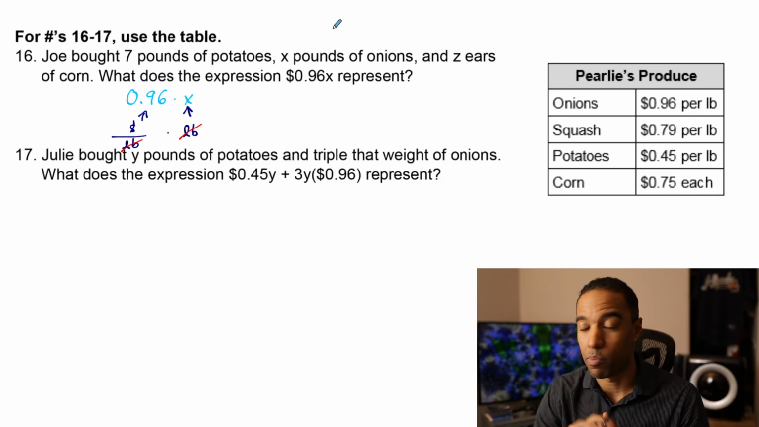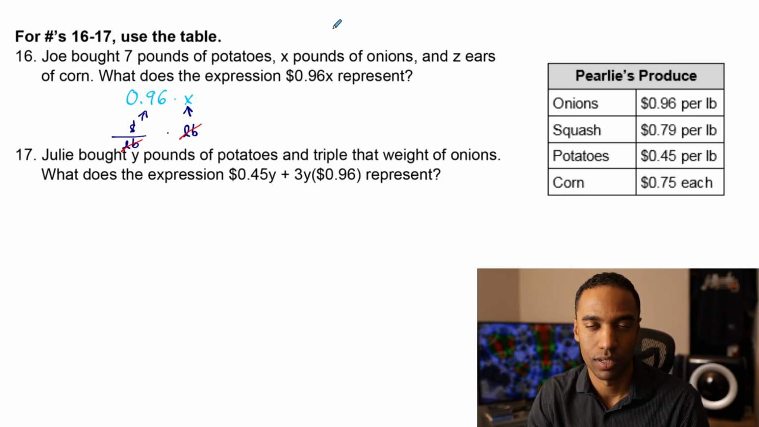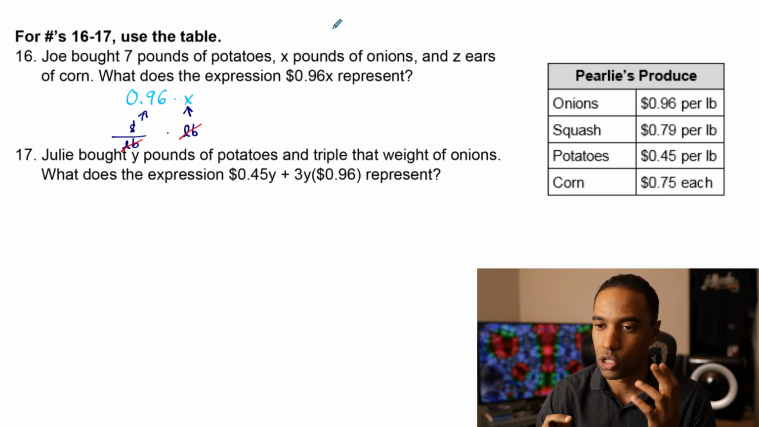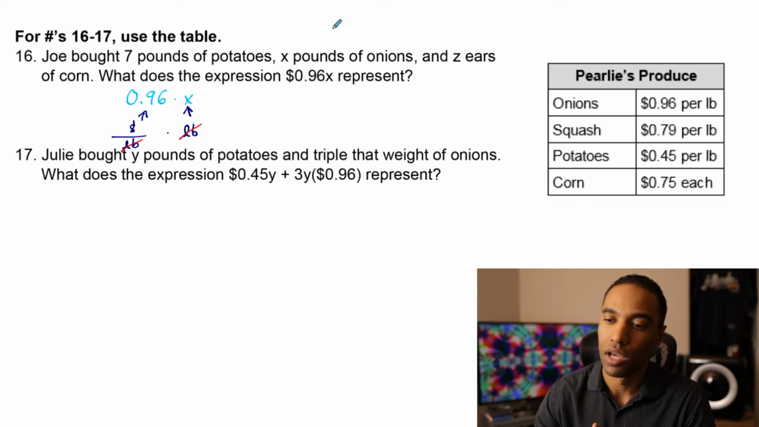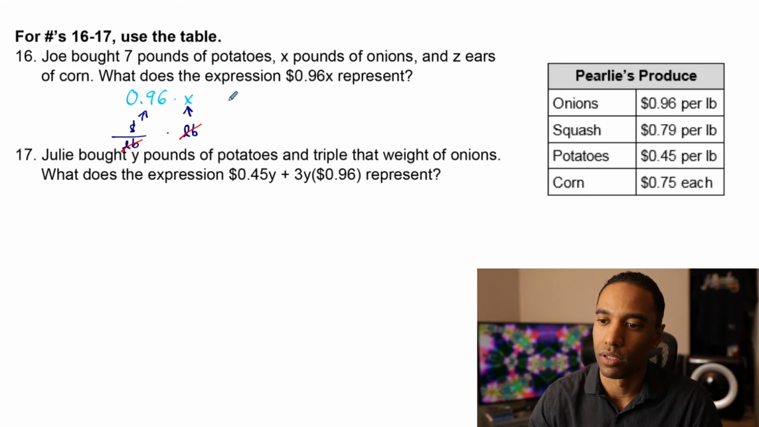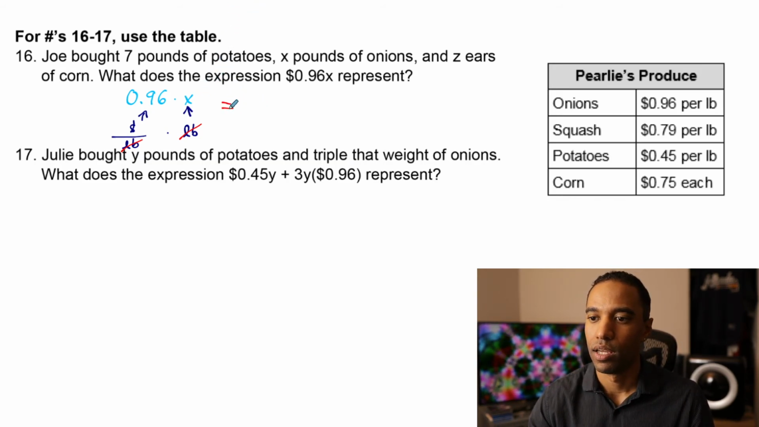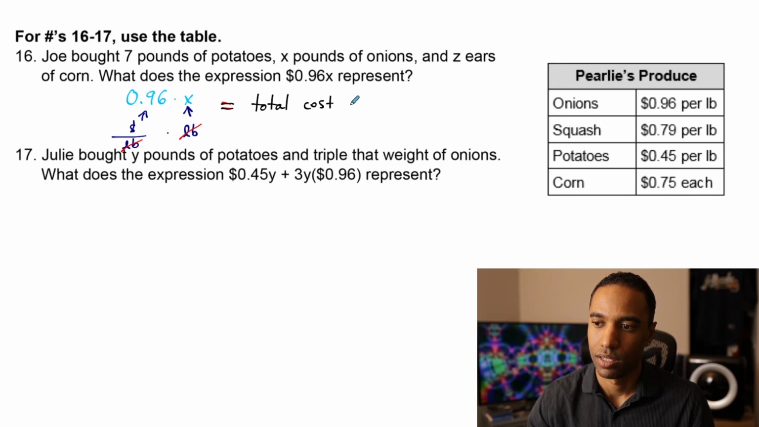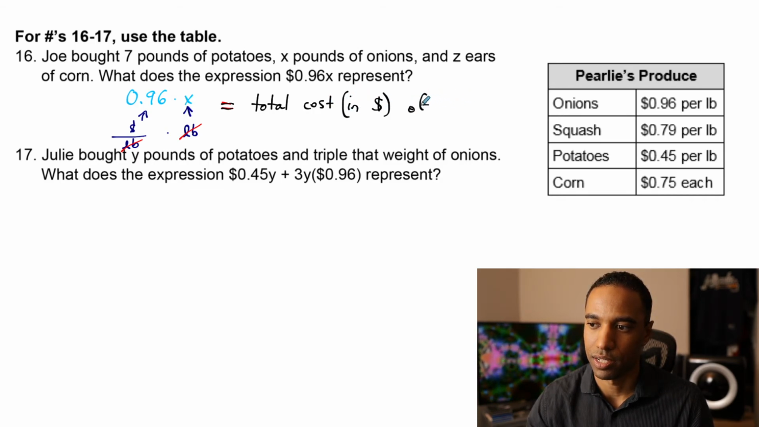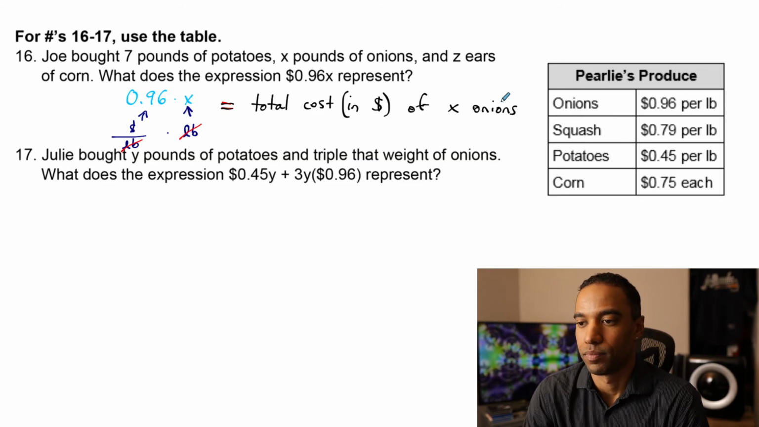Think about it this way. What if you bought 100 onions? How much are you going to spend? You're going to do 96 cents per onion times 100 onions. That's $96. So here, this equals, why is this red? This equals the total cost in dollars of X onions. Okay, there it is.